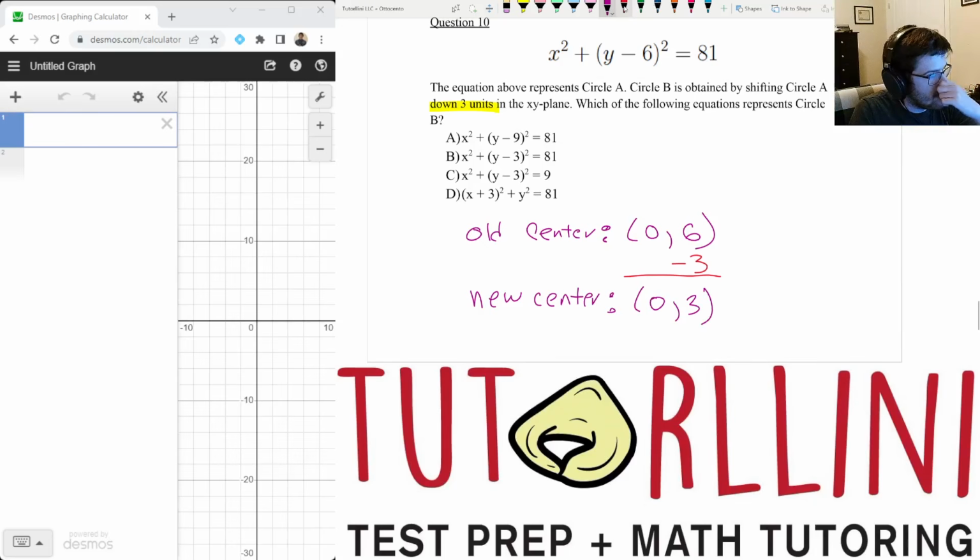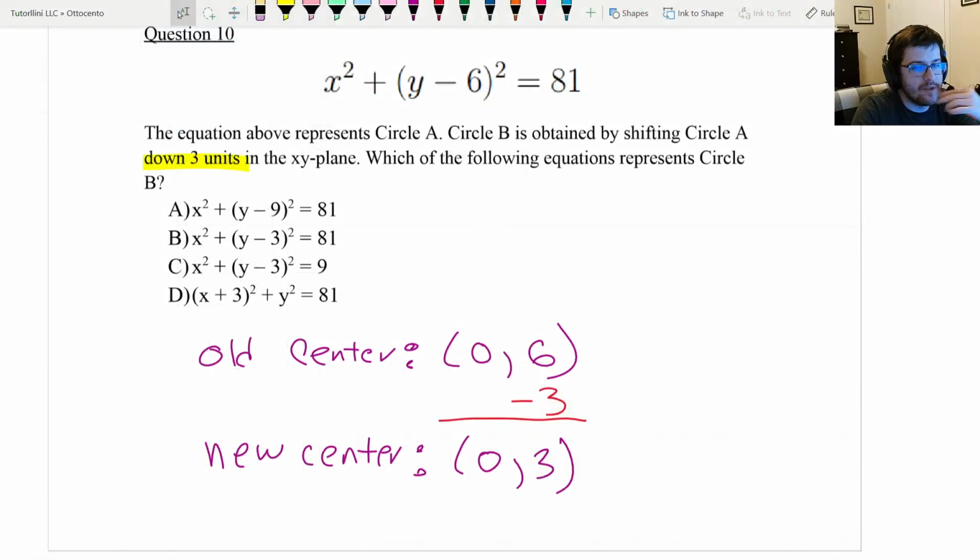And the radius, remember the right side is r². So the square root of 81. The square root of 81 is 9. So this has a radius of 9. So our answer should also have a radius of 9 as well. So we want one with a center of 0, 3 and a radius of 9.